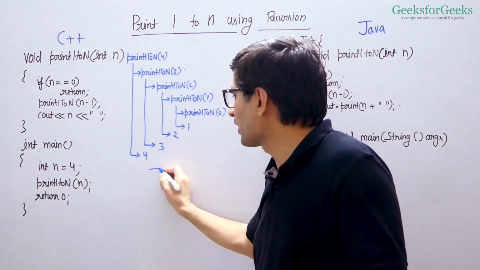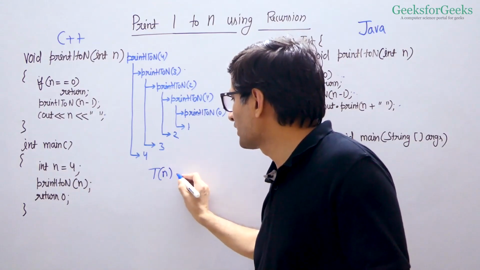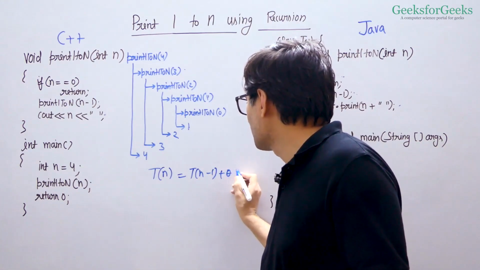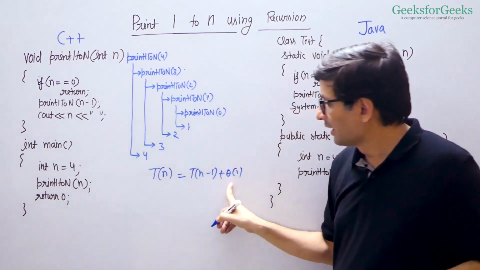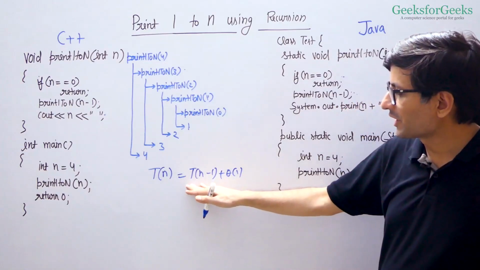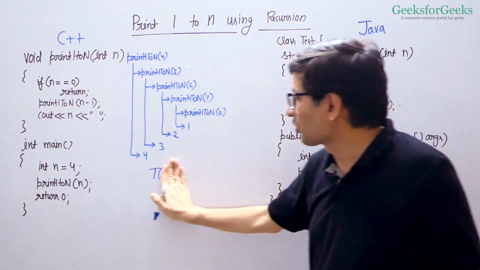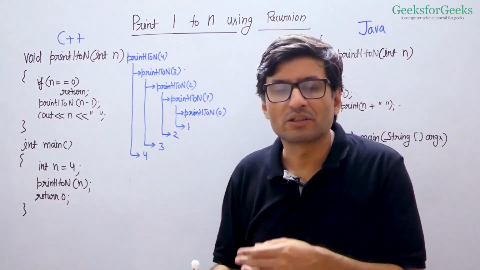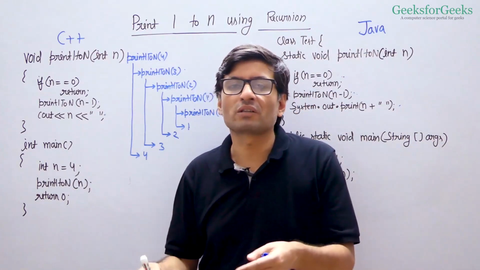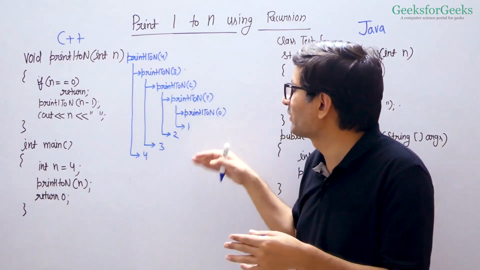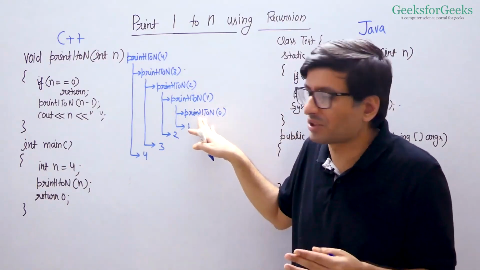You can also write this recurrence as T(n) equal to T(n minus 1) plus theta 1, constant work done by every recursive call. And if you solve this recurrence using the recursion tree method, you will get theta n. How much auxiliary space does it require? There are going to be n plus 1 function calls at most at any moment, right? And that moment is the moment when print 1 to n begins its execution.